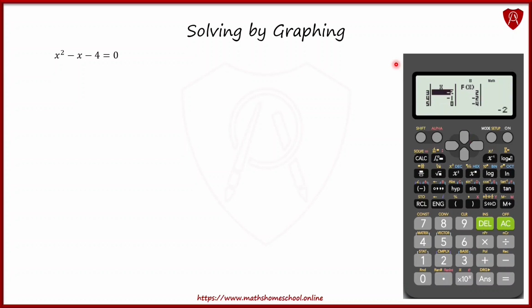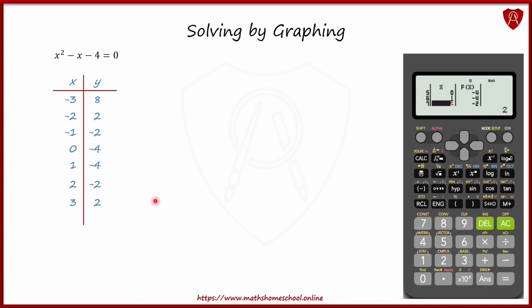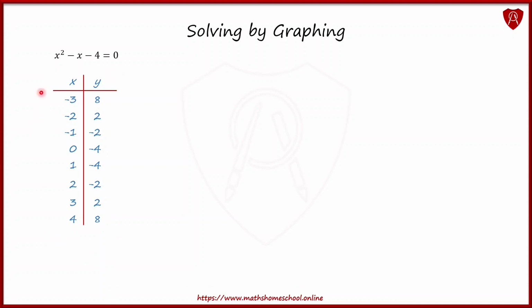Back to the top. Let's make a quick table and list out our points from the calculator. Negative 3, 8, negative 2, 2, negative 1, negative 2. Then we scroll down for the next values. 0, negative 4, 1, negative 4, 2, negative 2, 3, negative 2, and 4, 8. No need for very high y values, so we cut off our table at negative 3, 8 and 4, 8. So now here are our xy pairs, our points.